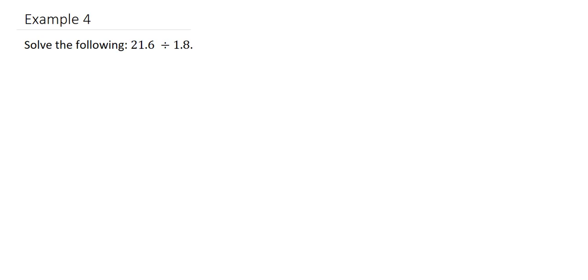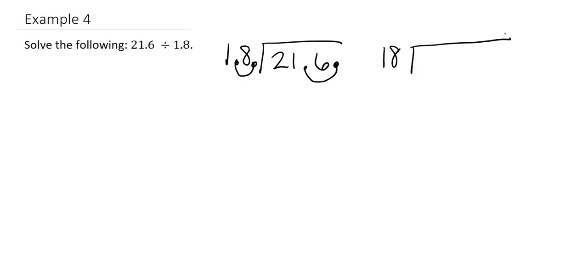Example 4. Solve for the following. 21.6 divided by 1.8. Well, we have 1.8 as our divisor going into 21.6. Well, we can't have this decimal, so we're going to go ahead and move it over 1, which means we have to move it in the dividend over 1. So now we've done steps 1 and 2, now we can divide. So let's go ahead and just rewrite it, as 18 can go into 216 now.